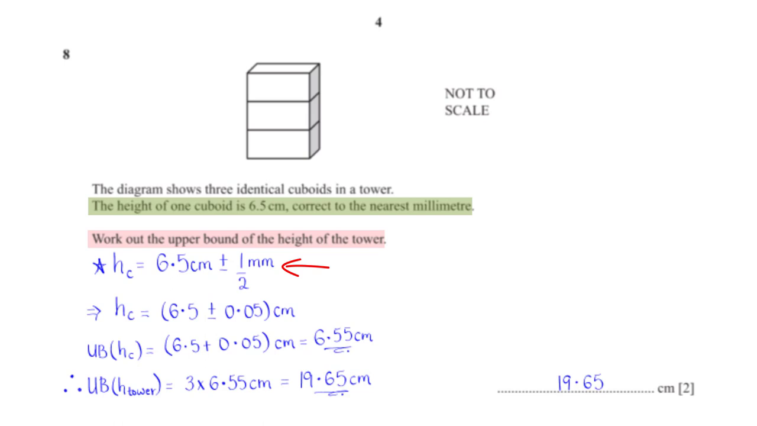1 over 2 millimeters is the same as 0.05 centimeters. Since we are interested in the upper bound of the height of the cuboid, we ignore the negative, and so we have 6.5 plus 0.05 centimeters, and this gives us 6.55 centimeters. Therefore, the upper bound of the height of the tower will be 3 times the upper bound of one of the heights of the cuboid, which is 6.55 centimeters. And so this gives us our final answer as 19.65 centimeters.